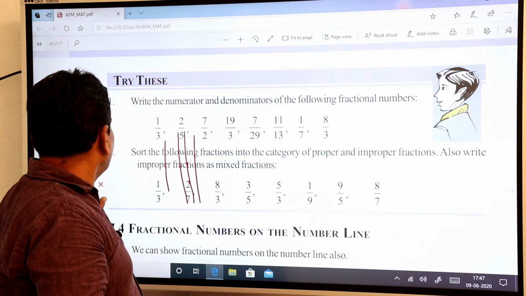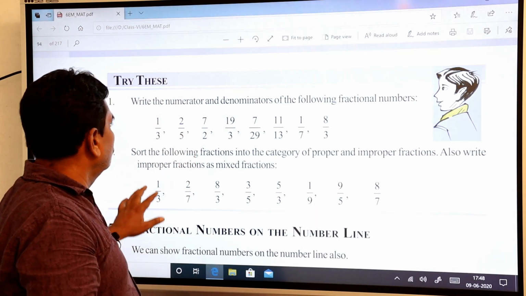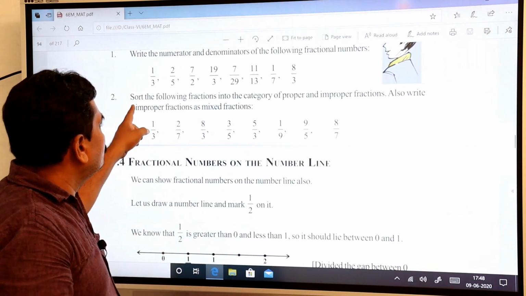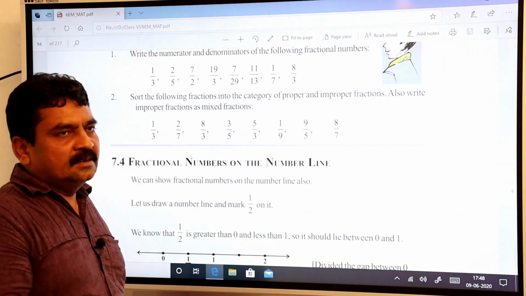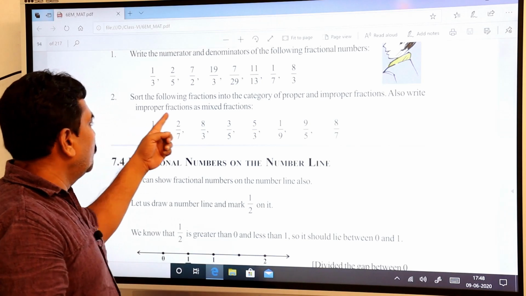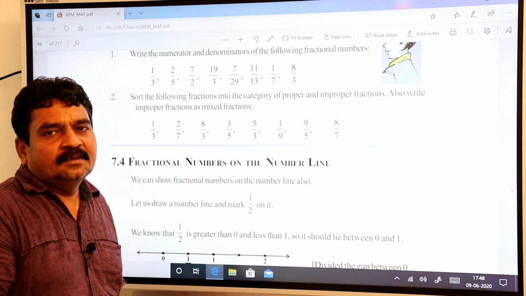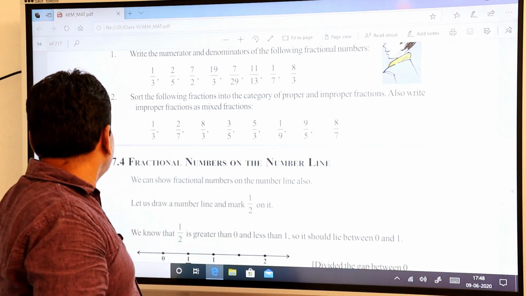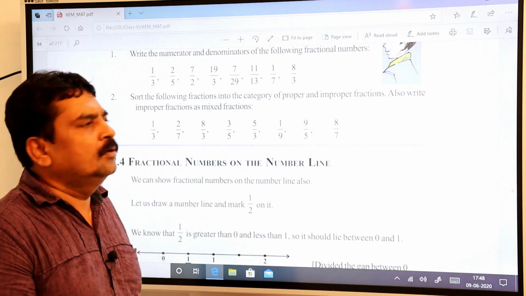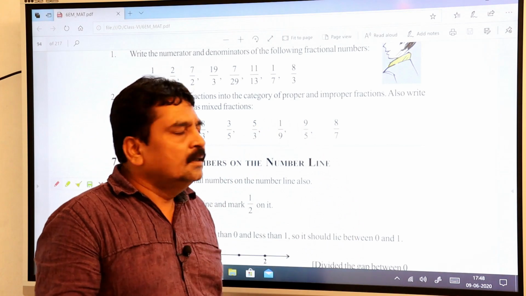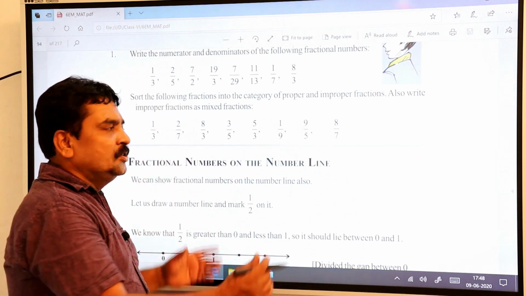Now I'll just show you. Sort the following fractions into the category of proper and improper fractions. Also write improper fractions as mixed fractions. This is also simple. First you have to list out the number of fractions given here.